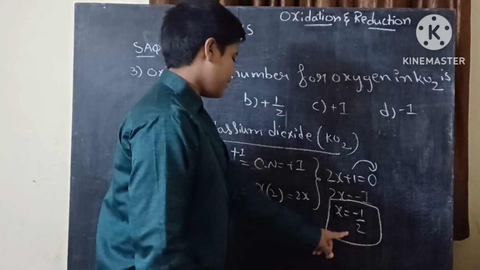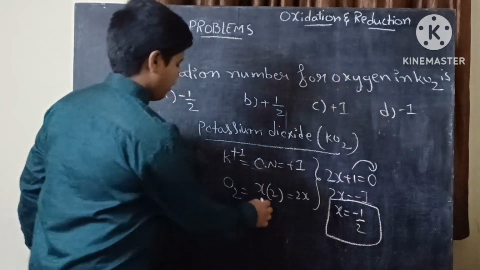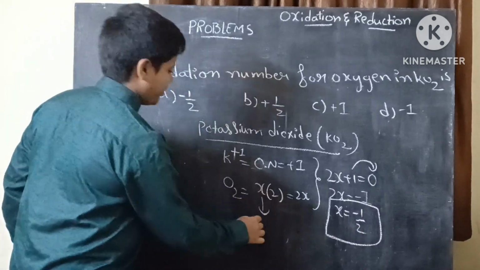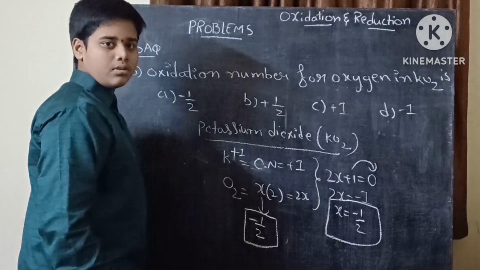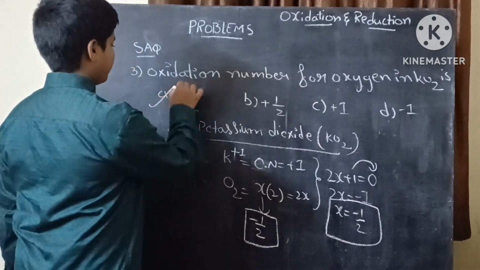Okay. Here x equals -1/2 means the oxidation number of O2 is -1/2. So here option A is the correct answer.